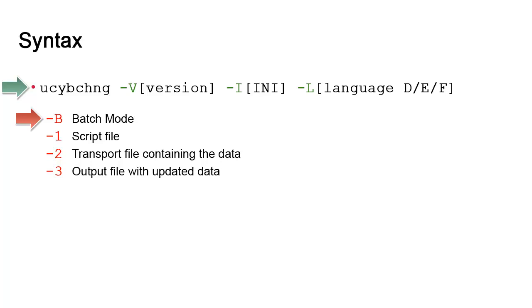dbChange has three specific options. -1 points to the script file, -2 points to the file exported from the transport case with db unload, and -3 is the file resulting from the dbChange. This file contains the updated objects. You use it to db load to the system.